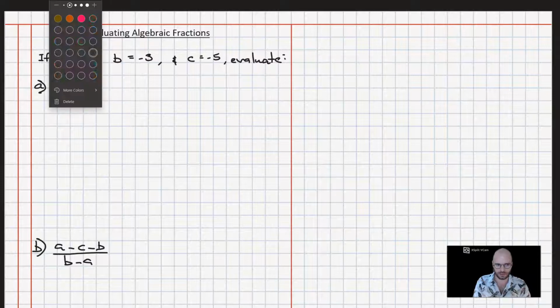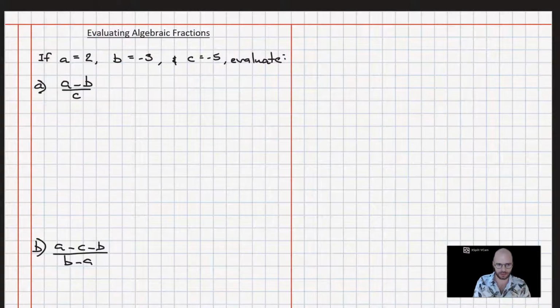So to do this question here, what I'm going to do is I'm going to say whenever I see the value of A, I'm going to replace it with the value of 2. Whenever I see the value of B, I'm going to replace it with the value of minus 3. And whenever I see the letter C, I'm going to replace it with the value of minus 5. So what does that look like? Well, let's go ahead and do it.